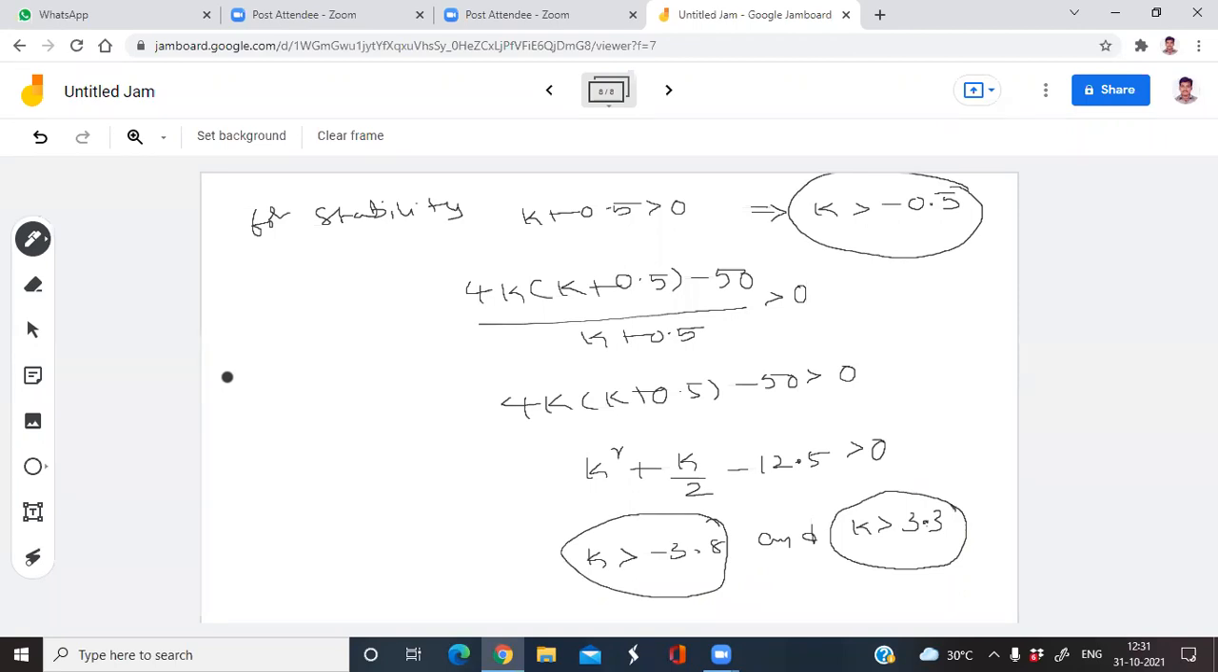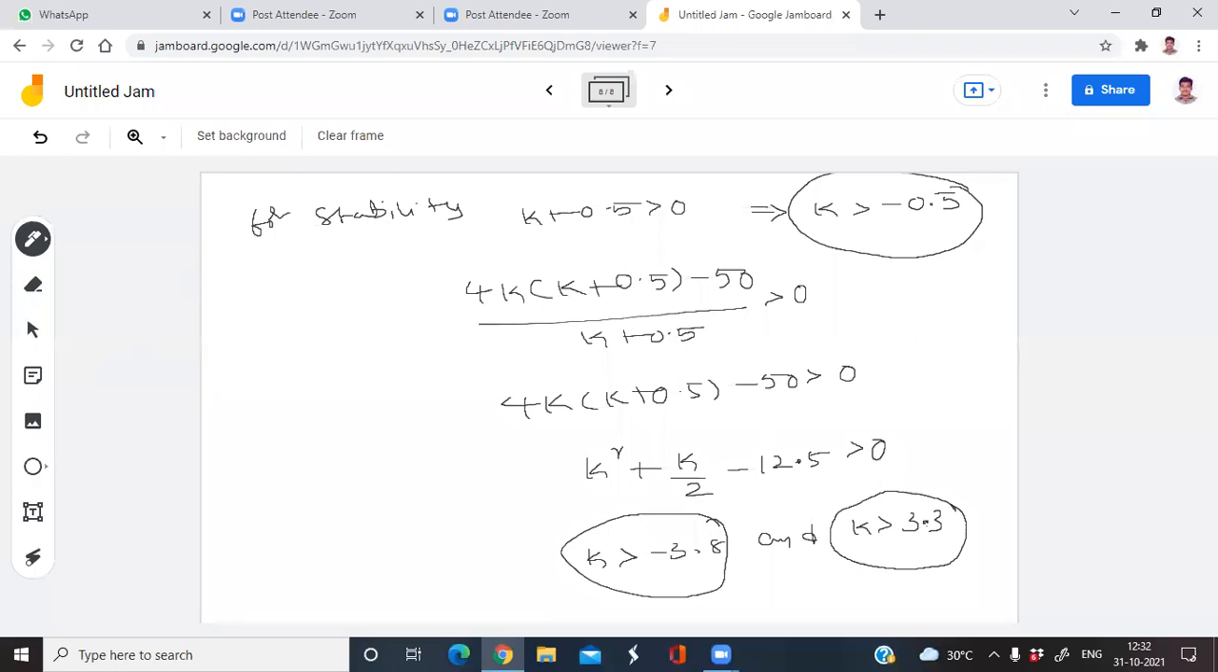Because here I want to find the frequency of oscillation. In order to find the frequency of oscillation, you have to assume k is equal to something. By substituting that value into the first column of the Routh array, you will get zeros. You remember that? In order to get zeros, which value do I have to consider here? k equal to either minus 0.5 or minus 3.8 or 3.3. Following or not? It's simple.